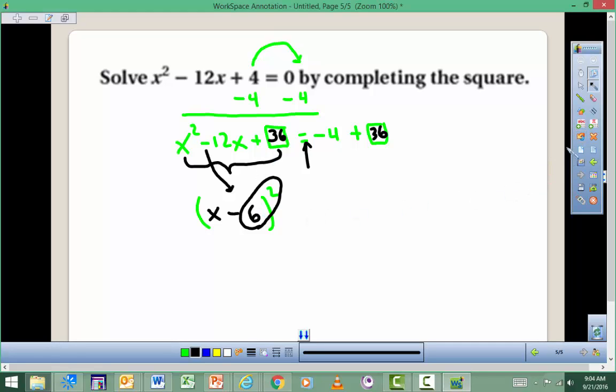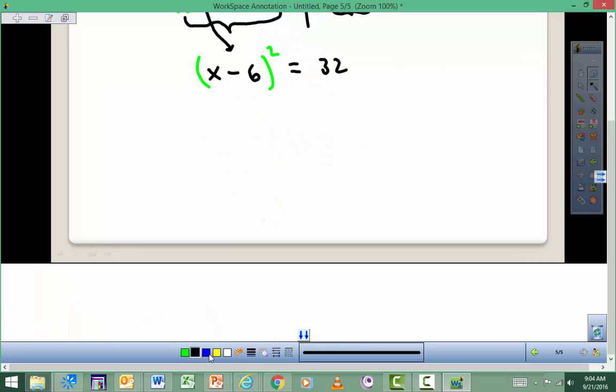Let me take that off there now, because I like my work to look nice here. Now this side's easy, right? 36 minus 4 is 32. Now you should recognize how to do this, because this is what we were doing in section 1.6. We're solving equations by the square root method. So the next step is to take a square root. We do the square root on this side, we do the square root on this side, and since we're solving for x, we need to put a plus or minus over here.